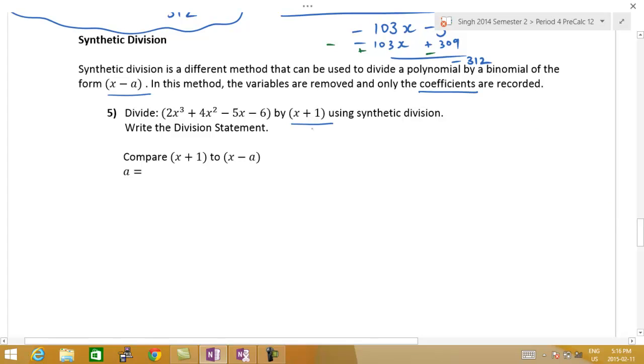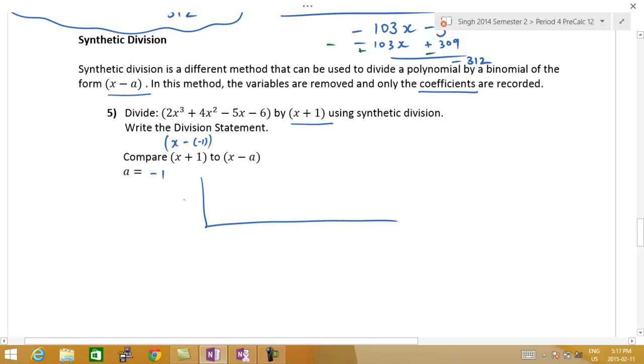I'm dividing by x plus 1, so I'm going to first compare x plus 1 to x minus a. So this is the same as x minus a negative 1. That's x plus 1. Now it's in the form of x minus a, and the a value happens to be negative 1. That's the a value that I need before I can go ahead and do the synthetic division.